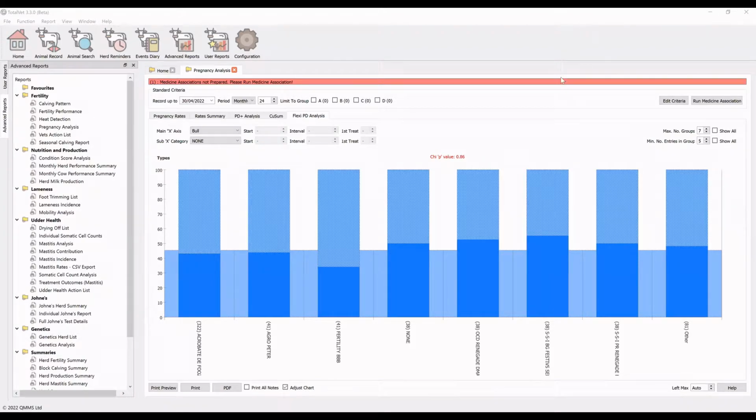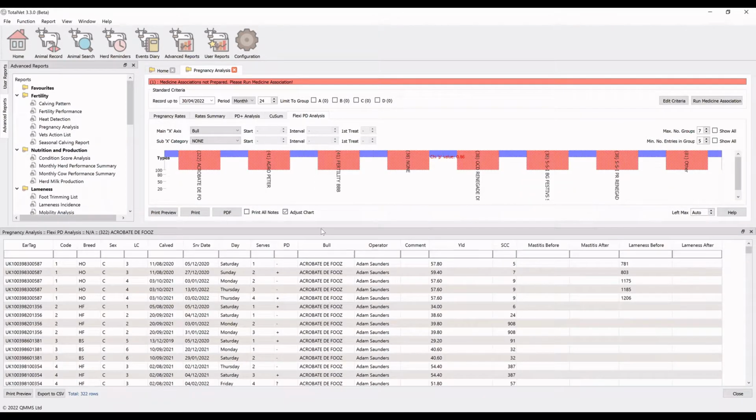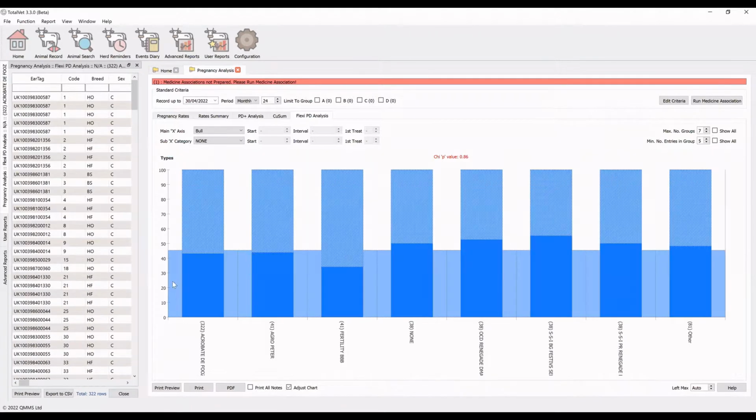As with all TotalVet reports, double-clicking on any of the bars will give you a list of all of the cows that contribute to that bar. Holding Shift and double-clicking gives you a list of all of the cows in that stacked bar chart. And so you can look at the raw data.